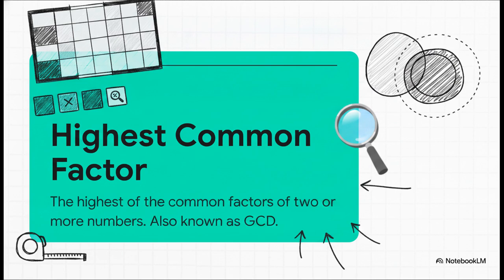Now think back to Samiksha's 12 by 16-foot room for a second. The highest number that divided perfectly into both 12 and 16 was 4.